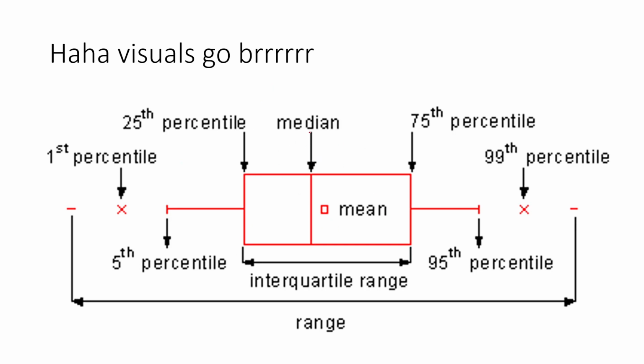Here's our box plot. We have our median over here, and then we have our 25th percentile and our 75th percentile, and this creates our box. Then we have our mean represented by this dot, and in some cases it might be represented by an X instead. And then we have this line, which represents our adjacent values.